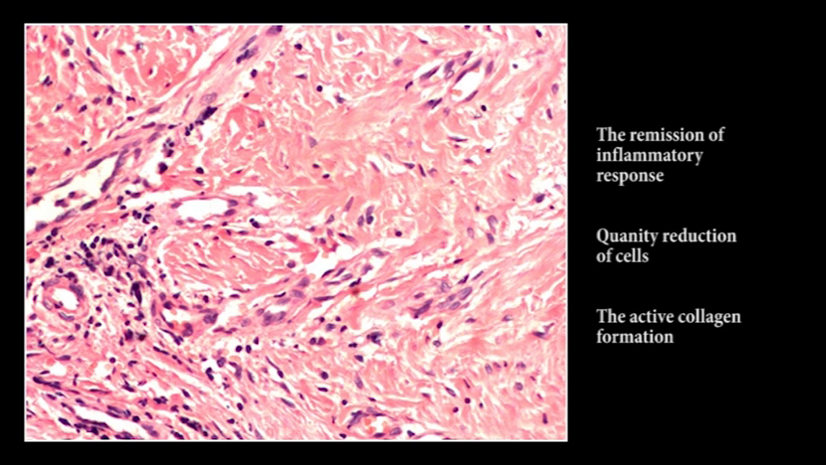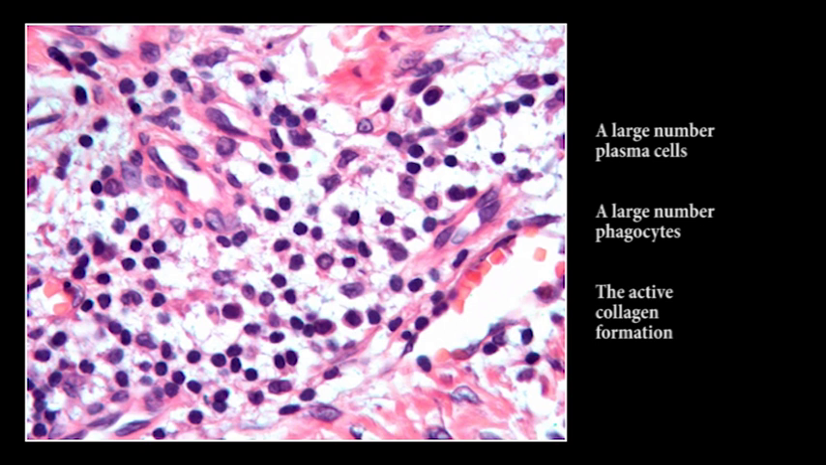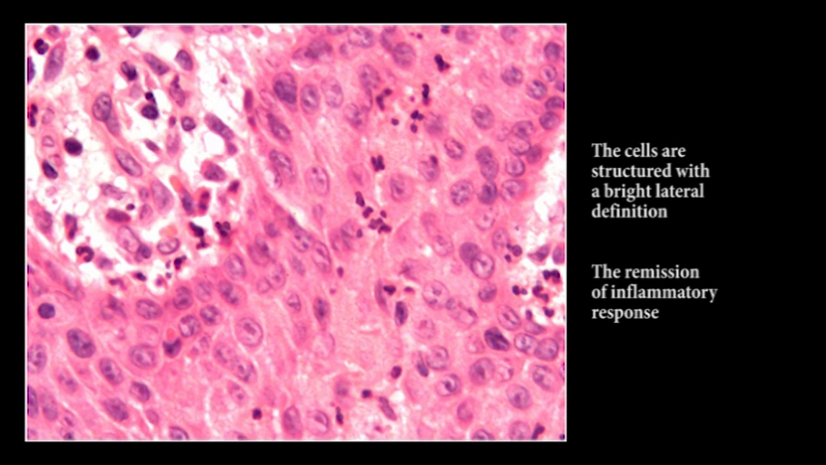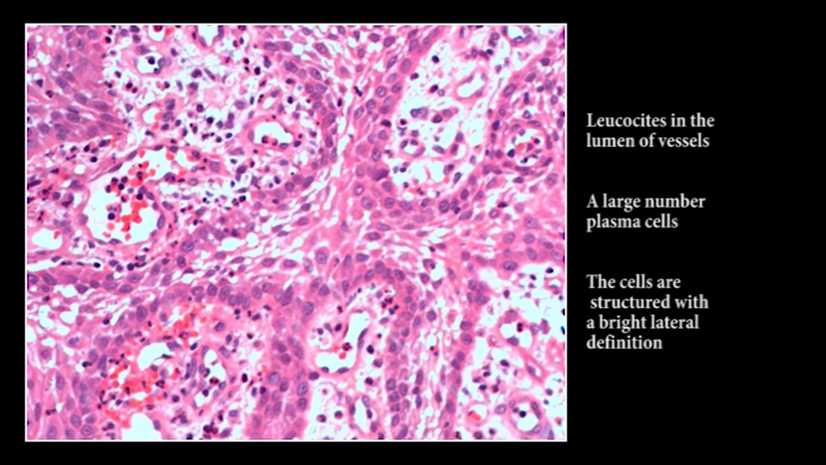The remission of inflammatory response. Quantity reduction of cells. The active collagen formation. A large number of plasma cells, a large number of phagocytes. A large number of lymphocytes, plasma cells, phagocytes. The cells are arc-structured with a bright lateral definition. Leukocytes in the lumen of vessels. A large number of plasma cells.